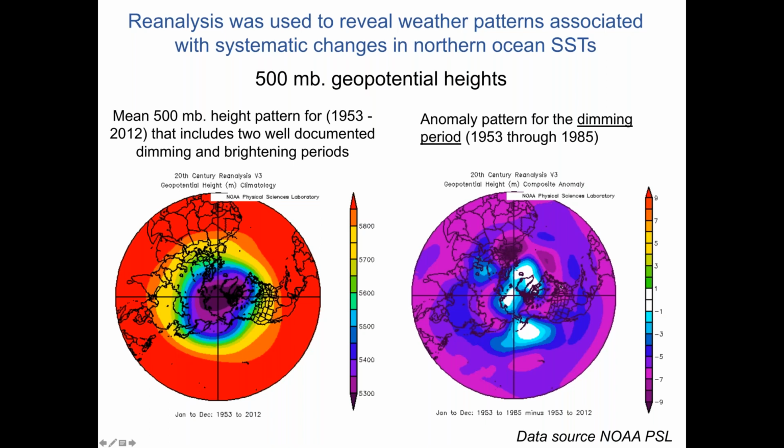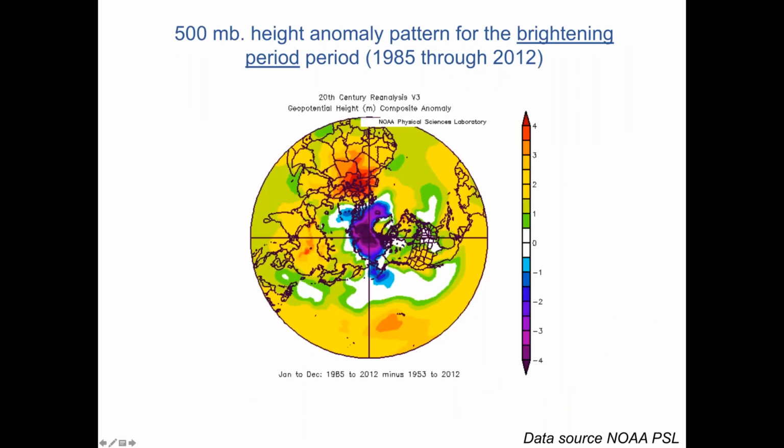So greater than average low heights over the continents correlate to weather and clouds, and thus you get more dimming when you have this type of pattern. When you do it for the brightening period, this is an anomaly pattern for the brightening period, you get the opposite, which you would expect. You get warming waters over the North Atlantic and North Pacific causing mean troughs at 500 millibars over the oceans and compensating ridges in between over the continents, Europe and the US.